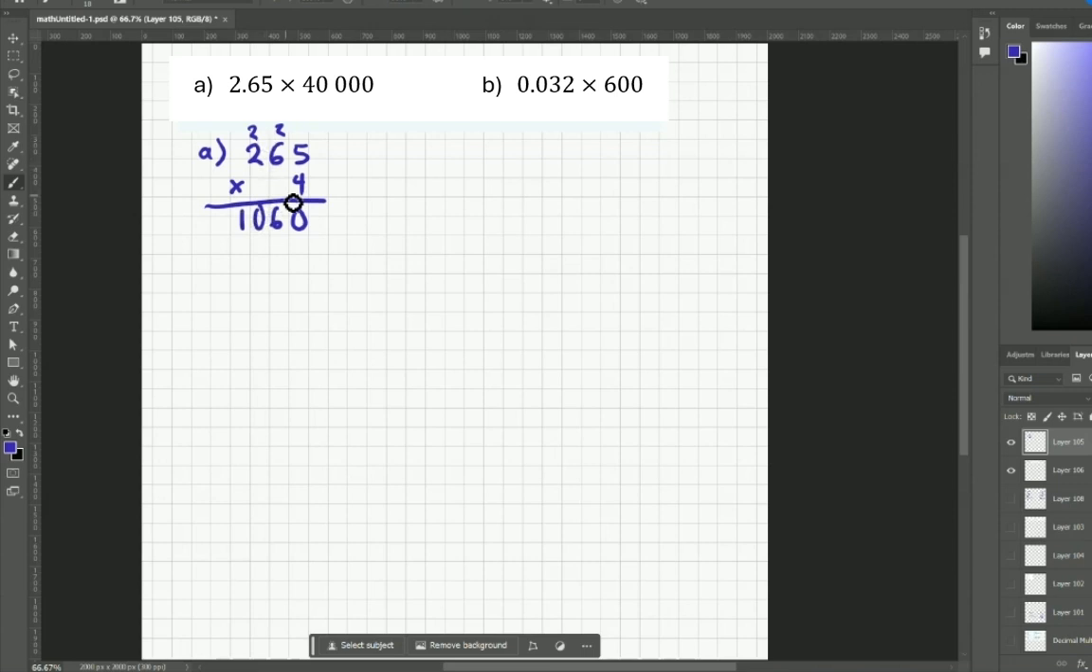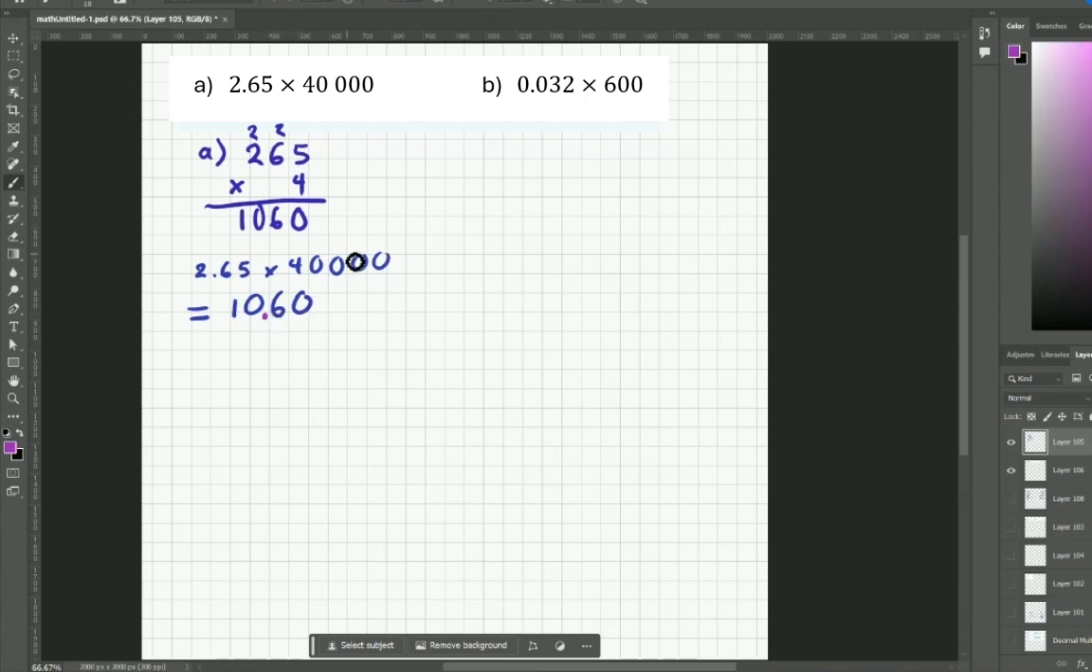Okay? Now, when we're at this stage, we can put back in our decimal places. And if we look up at the question, we can see that there are 2. Right, so let's do that right now. We're going to do 2.65 multiplied by 40,000 is equal to 1060. Now we put back in our decimal place for 2.